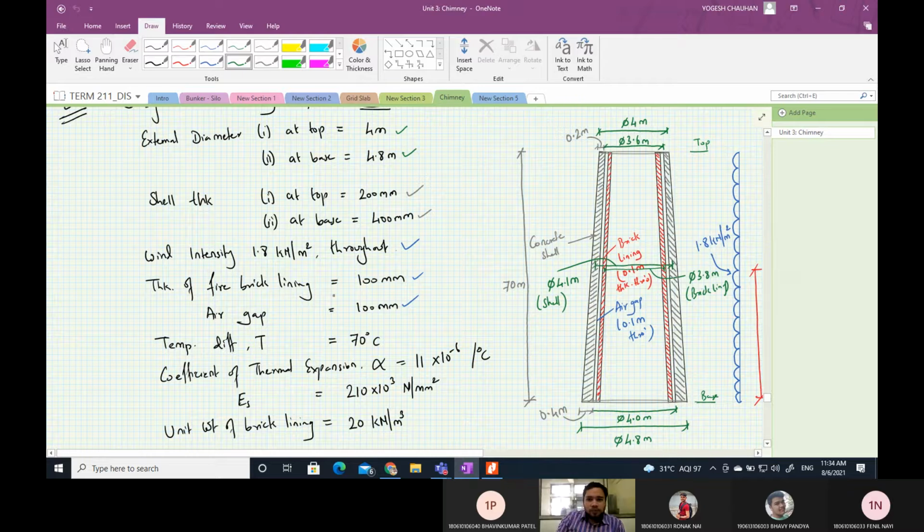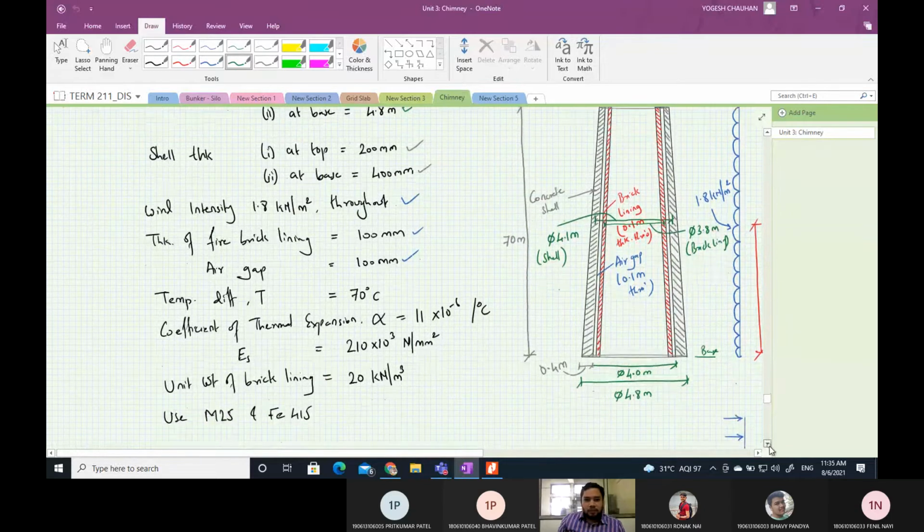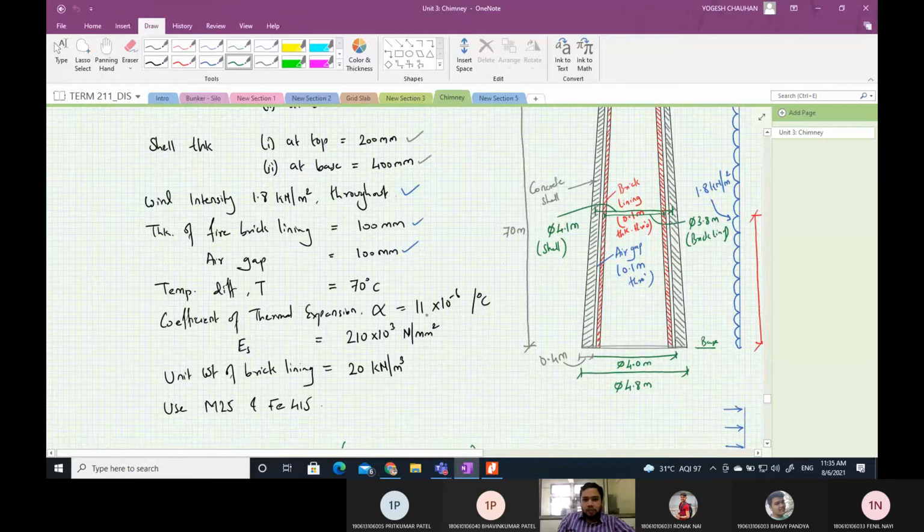The thickness of the fire brick lining is 100 mm. This is the fire brick lining shown hatched with red color, so that is 100 mm. And the air gap between the brick lining and the concrete shell is also 100 mm. The temperature difference is 70 degrees Celsius, so the inside temperature and the outside temperature difference is 70 degrees Celsius. And the coefficient of thermal expansion alpha is 11 into 10 to the power minus 6 per degree Celsius.